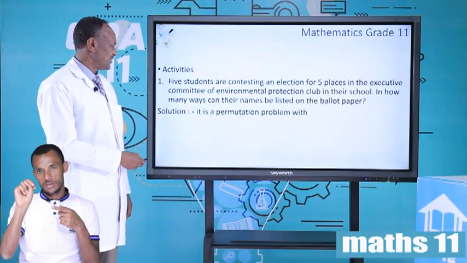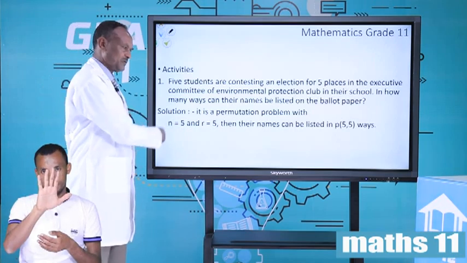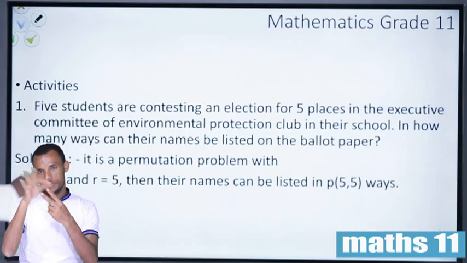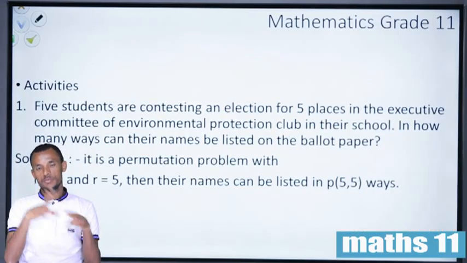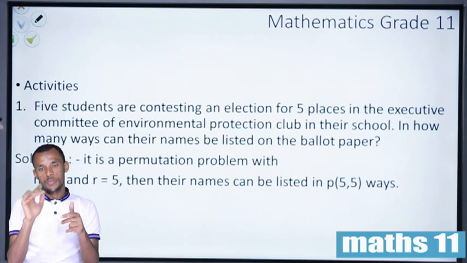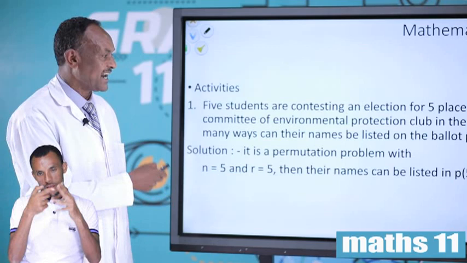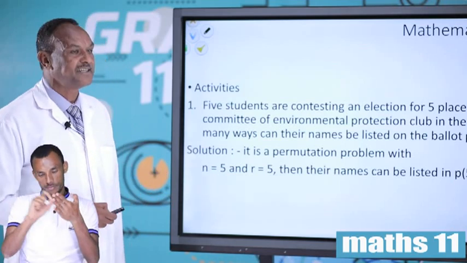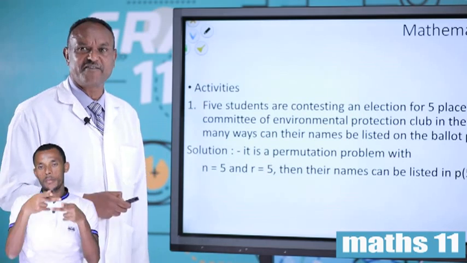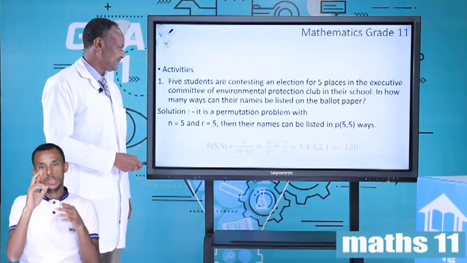What information is given here? We have 5 students or individuals contesting for election. To write their names, we have 5 places. The name of the first fellow, the second fellow, the third fellow. So we have 5 places. So their names can be listed using the formula permutation of 5, 5, because order is important.